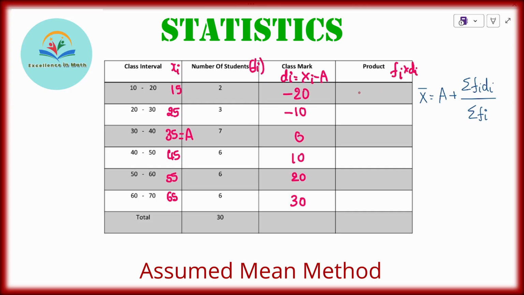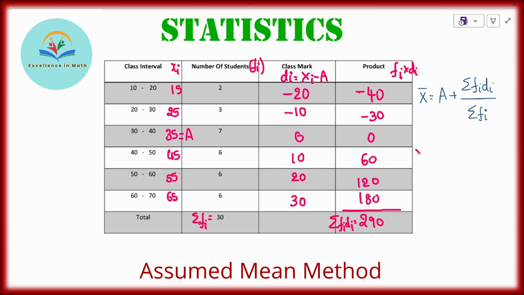We can write it as minus 40, minus 30, 0, 60, 120 and 180. So if we add all the positive terms, we'll get 360 minus 70 is 290. So summation of fi di, we got it as 290, and we have already known that summation fi is equal to 30.